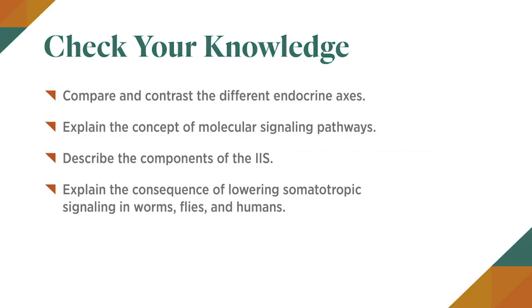Check your knowledge. Compare and contrast the different endocrine axes. Explain the concept of molecular signaling pathways. Describe the components of the IIS. Explain the consequence of lowering somatotropic signaling in worms, flies, mice, and humans.